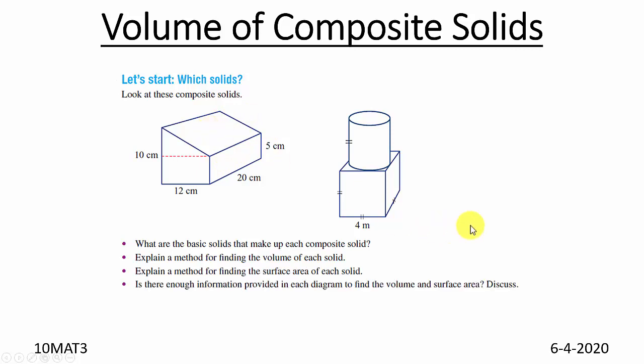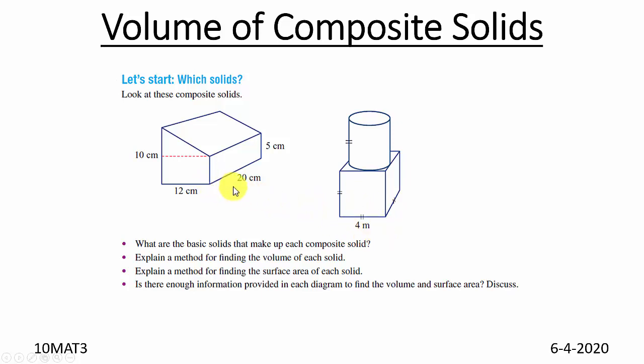Okay, is there enough information to work out your calculations? That means do you have all the right side lengths or the relevant diameters and radii that you need to do your calculations? Okay, in this case we do. 4 meters across the cube. The diameter of the cylinder is all the way across the cube, so it's 4, and the height has got the double dashes, so it's the same measurement.